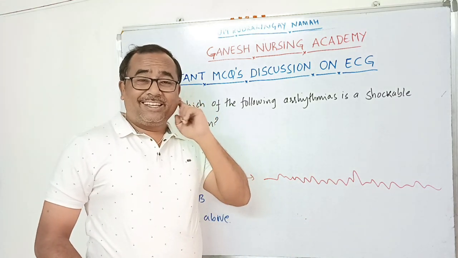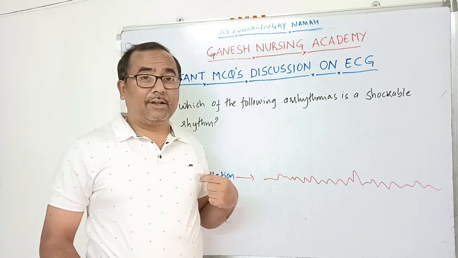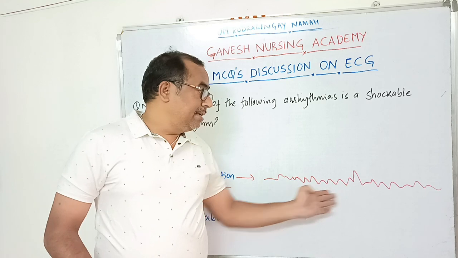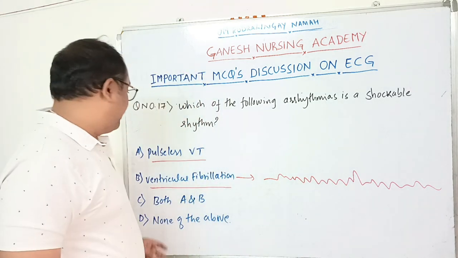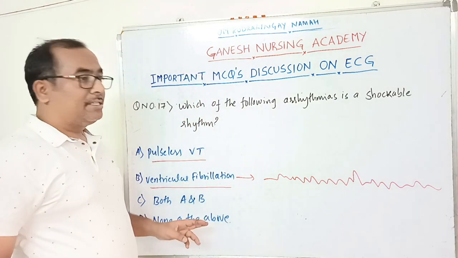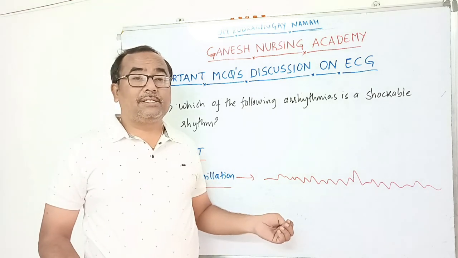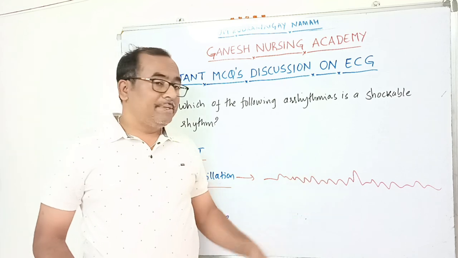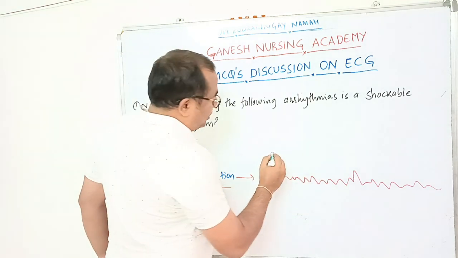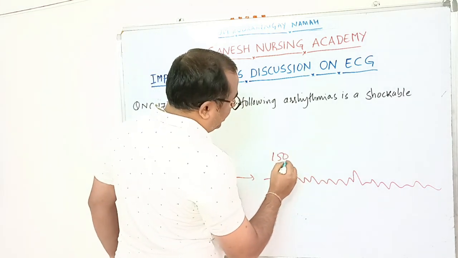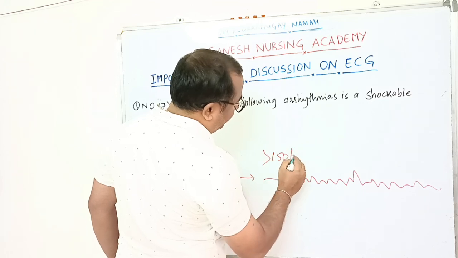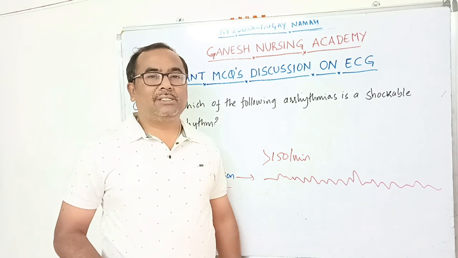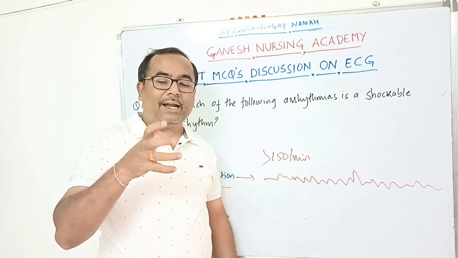If you find this kind of rhythm on the monitor, immediately rush to the patient, check whether the leads have been disconnected or not, and check the conscious level of the patient. If the patient is not conscious and this rhythm is going on in the monitor, check the consciousness and check the carotid pulse. If the carotid pulse is also absent, the patient is not conscious, and the heart rate is more than 150 per minute, then immediately start chest compressions because the heart is only fibrillating here.